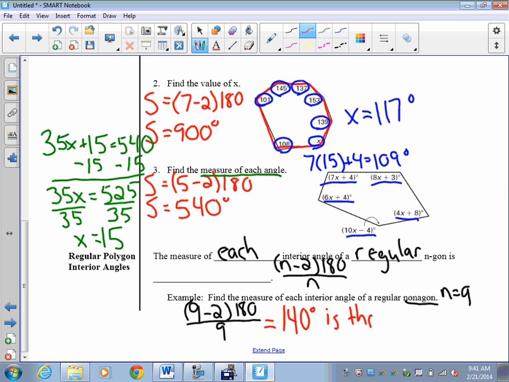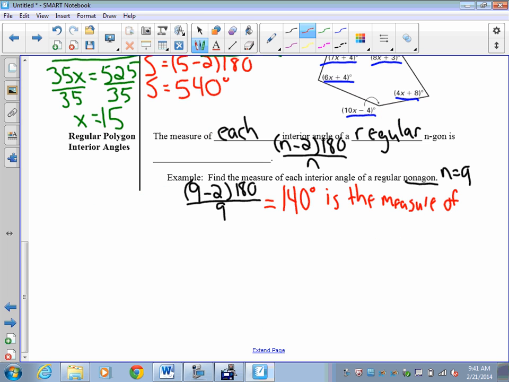So I'm going to say 140 degrees is the measure of, let's extend the page, each angle in a regular nonagon.